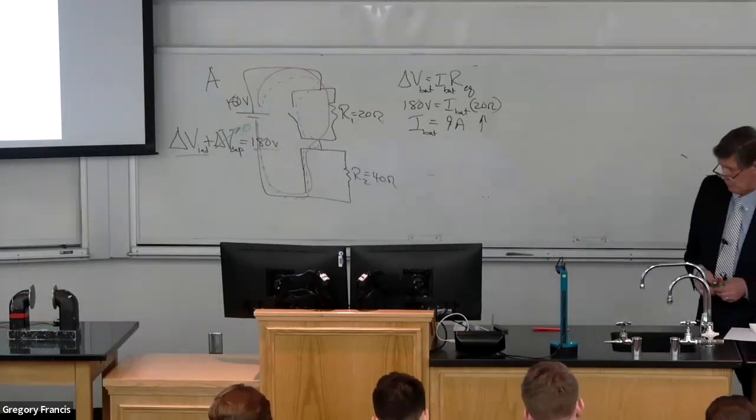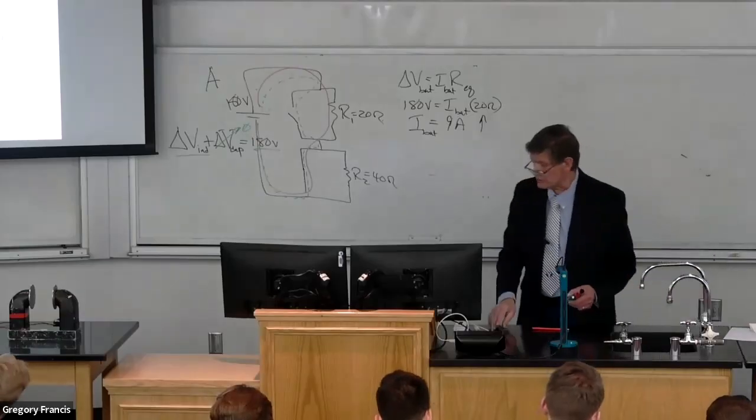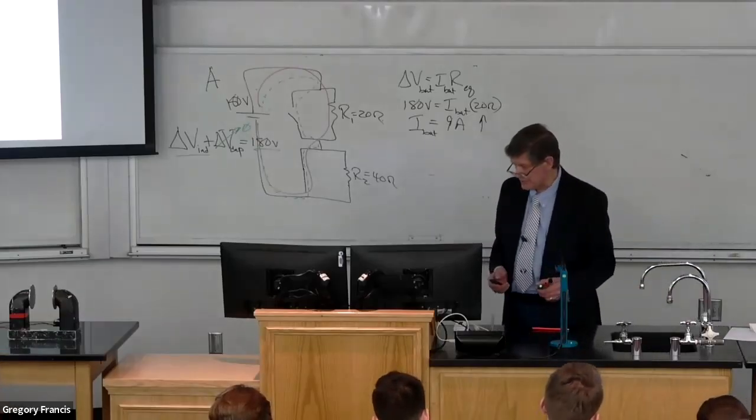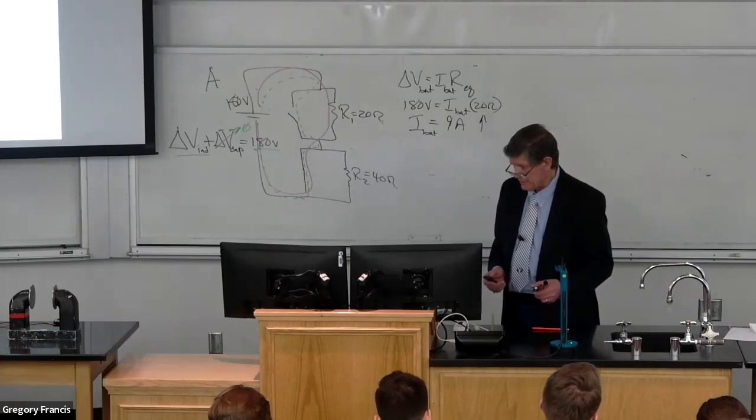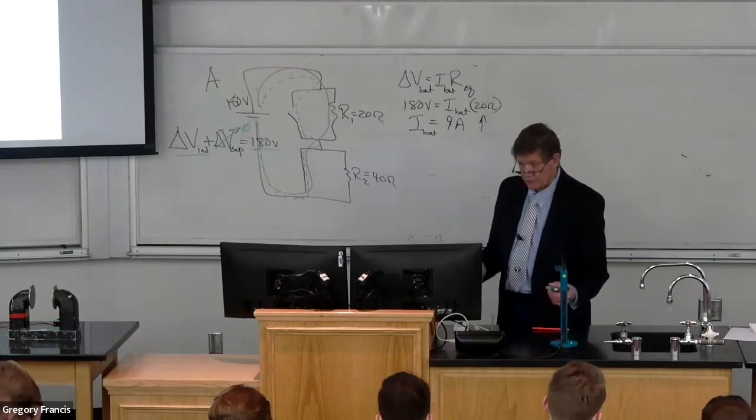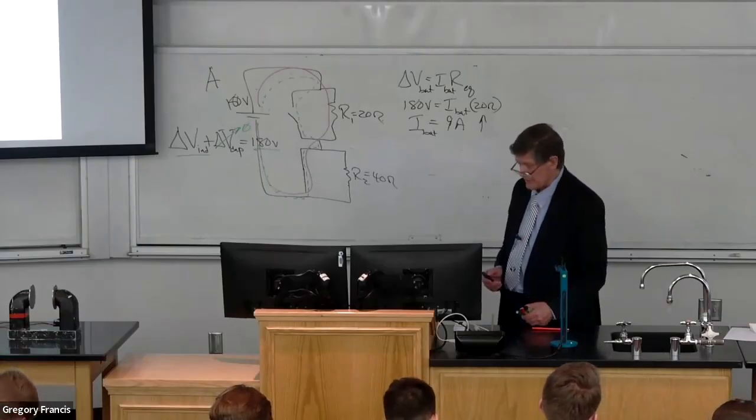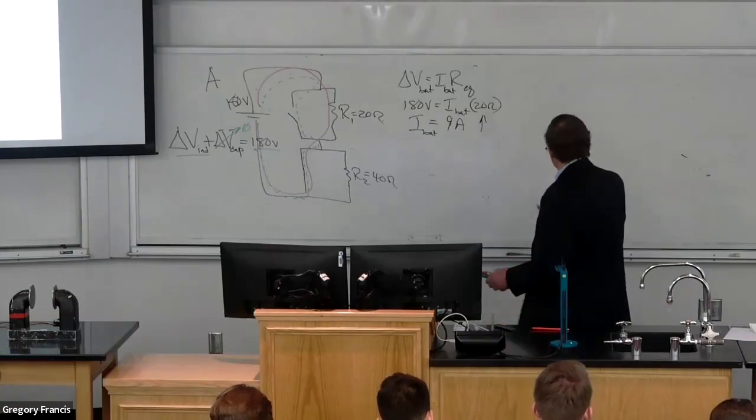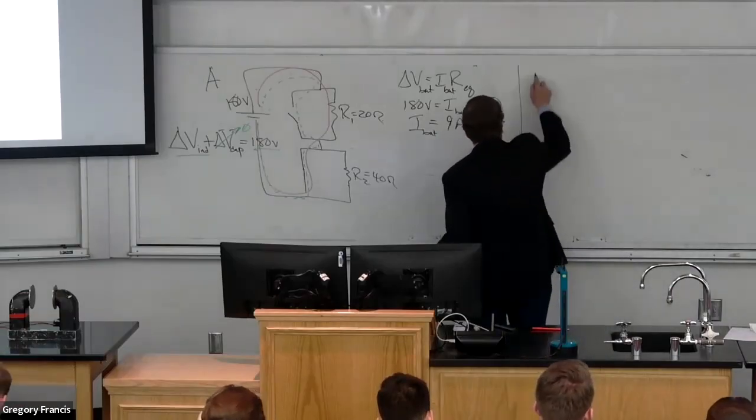Well, now we leave the switch closed for a long time, and the inductor and the capacitor trade places. Now the inductor has stopped fighting, it acts like a wire. The capacitor is full, so it acts like an open switch. And so the circuit looks like this. So let's do part B.